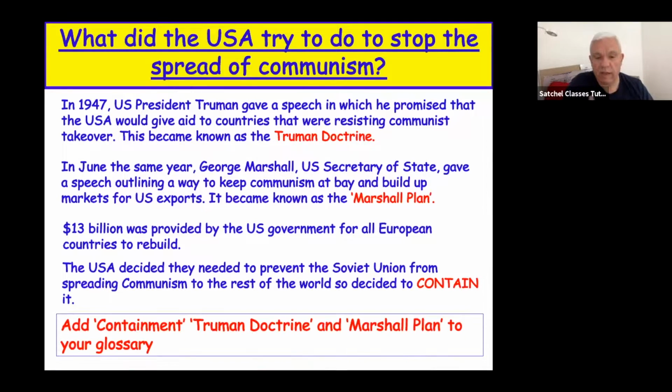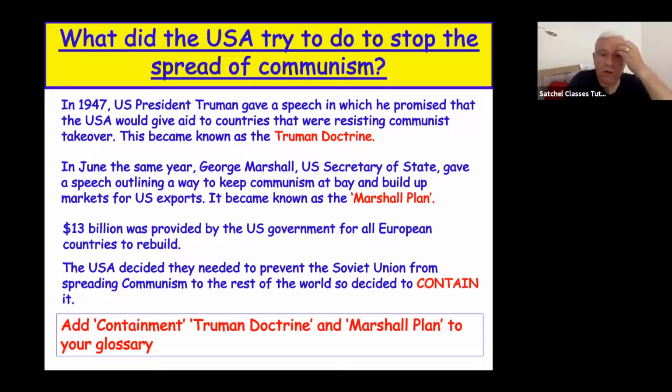And so, therefore, there are 3 terms that you really should try and take away from this little bit here. Containment, the idea of containing the Soviet Union where it was; the Truman Doctrine, resisting communist takeovers; and the Marshall Plan was giving the money. So there are 3 aspects of how America's foreign policy was about keeping the Soviet Union where it was. Really, really crucial that you understand this bit here.